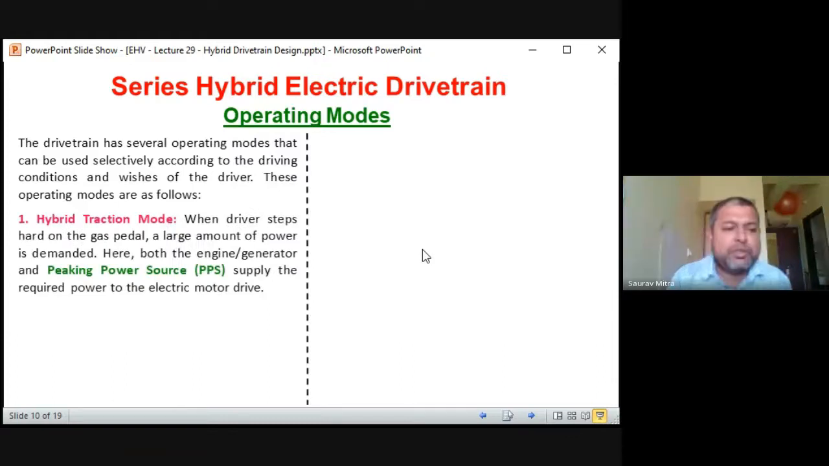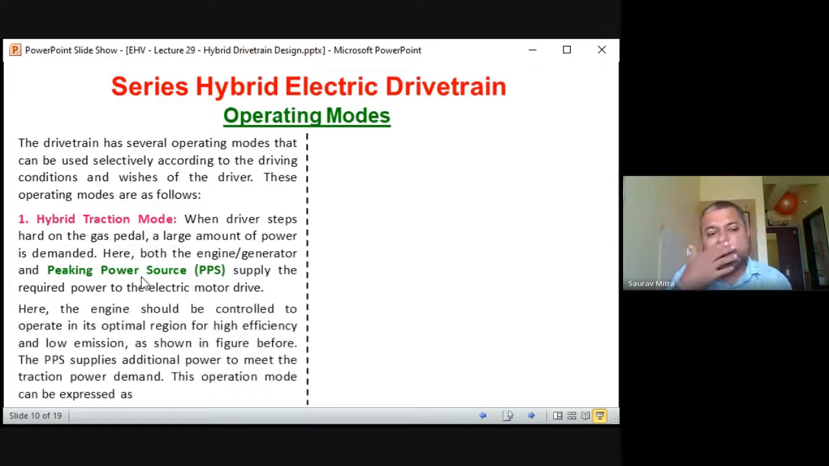There is the first or main operating mode, which is called the hybrid traction mode. Whenever the driver steps hard on the gas pedal, a large amount of power is demanded. Here both the engine generator, that is the main source, and the peaking power source, PPS, come in. Officially PPS is coming for the first time in our discussion. So in this case, the engine generator, that is the main power source, and the peaking power source, that is the battery, both together supply the required power to the electric motor drive.